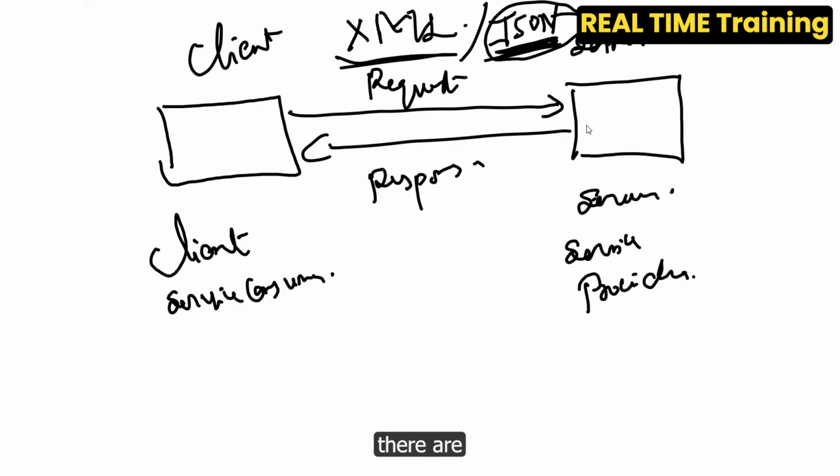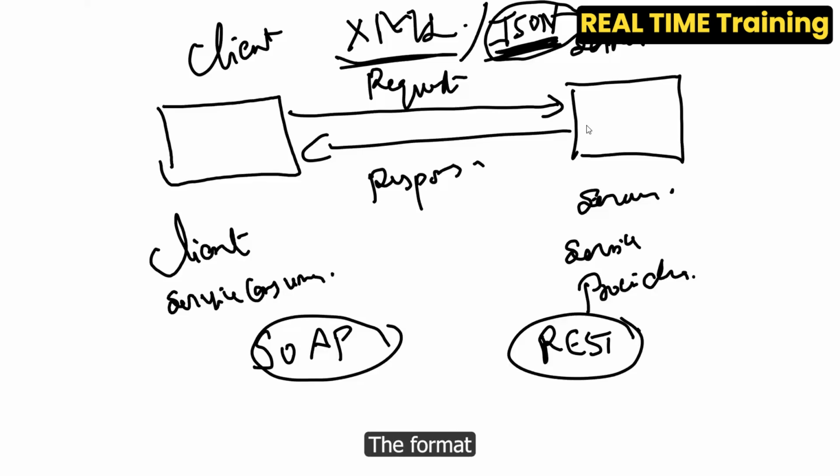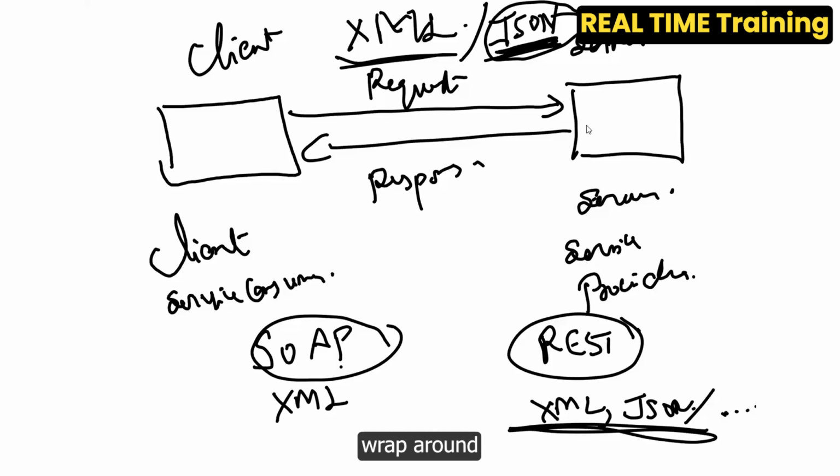So now there are two types of web services. One is SOAP, another is REST. One major difference between the SOAP web service and the REST web service is the format can only be XML in SOAP. So only using XML you can wrap it around and send it. But in REST, the format could be XML or JSON or another format. There are many other formats in which it's going to wrap around that information. That is one major difference.